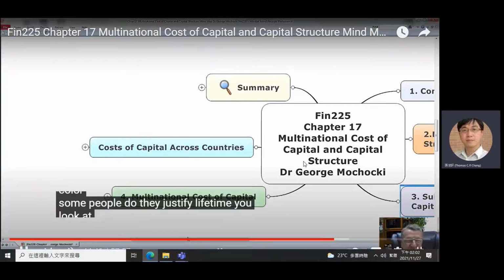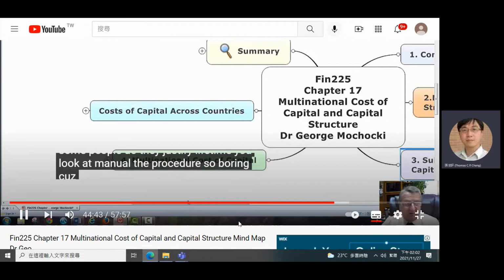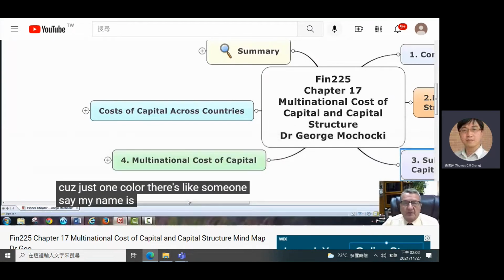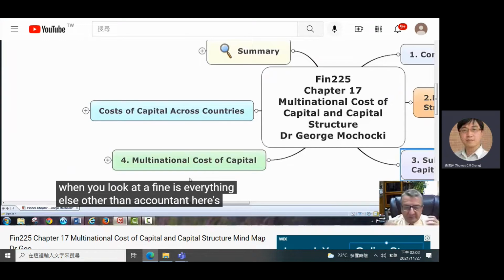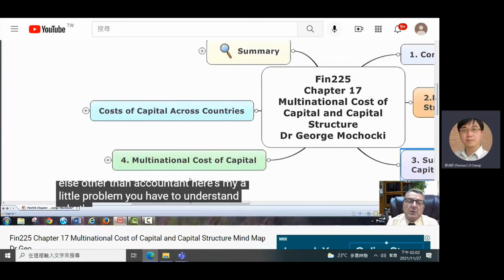I think that's why a lot of times manuals and procedures are so boring, because it's just one color. It's like someone saying, "My name is." So I want to stimulate that. Remember, the math's in there. You need the math. But when you look at finance and everything else, other than accounting, here's the math, you know, the problem. You have to understand what's going on.